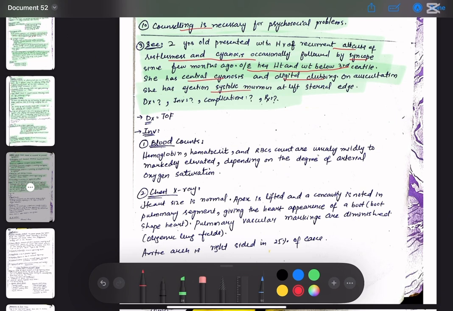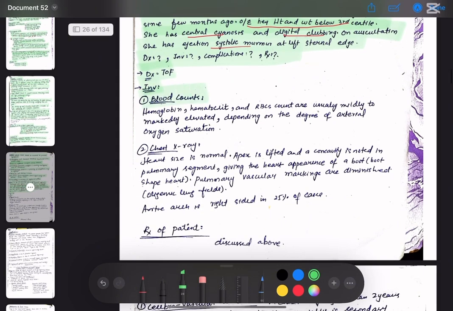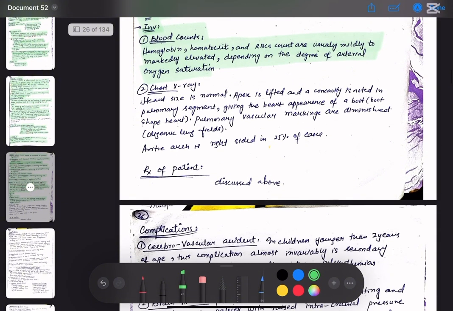So the investigations for tetralogy of Fallot are blood counts: hemoglobin, hematocrit and RBC count are usually mildly to markedly elevated depending upon the degree of arterial oxygen saturation. On the chest X-ray, heart size is normal. The apex is lifted and concavity is noted in the pulmonary segment, giving the heart the appearance of a boot-shaped heart. Pulmonary vascular markings are diminished. The aortic arch is right-sided in 25% of cases.